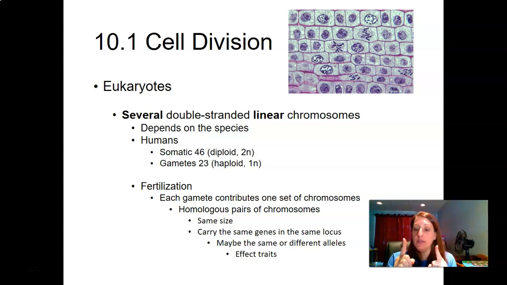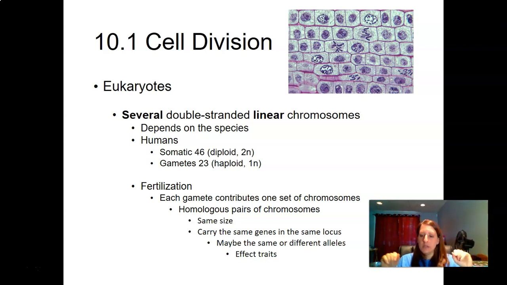What does that mean? They're homologous to each other, which means that they're going to be the same size, the same length, and if I take a close look, they're going to carry the same genes. Which means they're going to have information coding for something at exactly the same location, or locus, position on the chromosome. Now it's important to keep in mind here, just because they carry the same genes doesn't mean that they have the same allele.